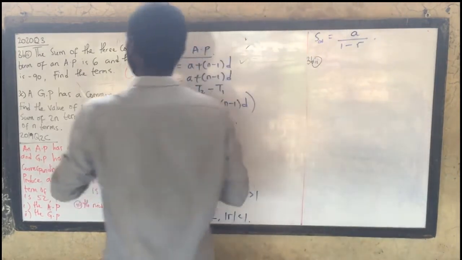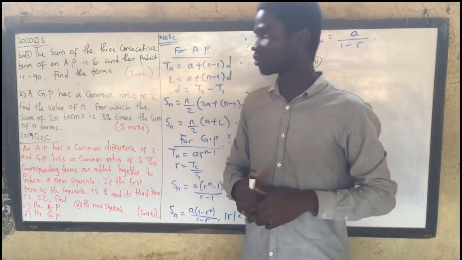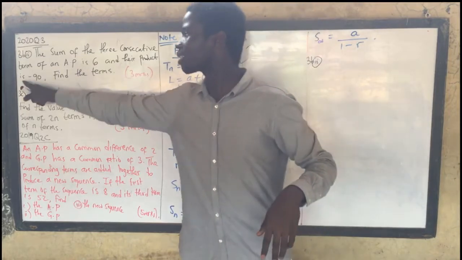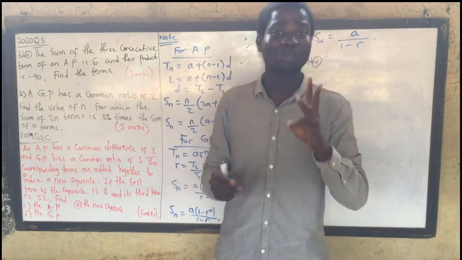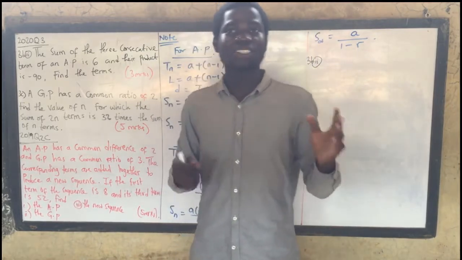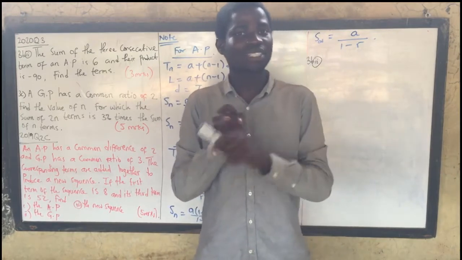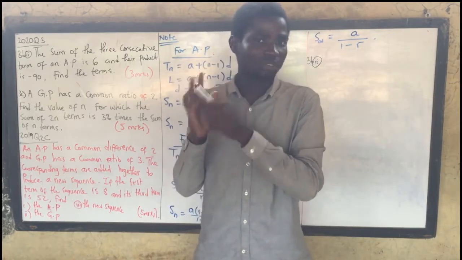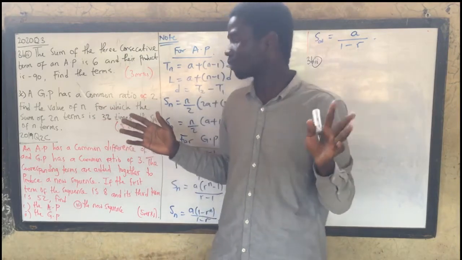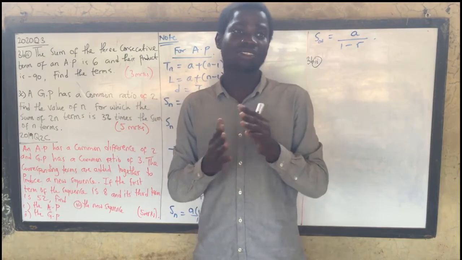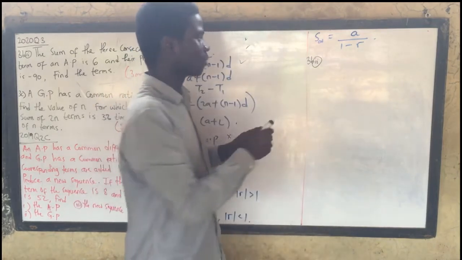Now they say the sum of 3 consecutive terms of an AP is 6, right? And their product is minus 90. Find the terms. They want you to find those 3 terms. 3 consecutive terms. So that means either it is, let's assume, first term, second term, third term, that's 3 consecutive terms, or maybe 5th term, 6th term, 7th term. That is a consecutive term as well. Do you understand?